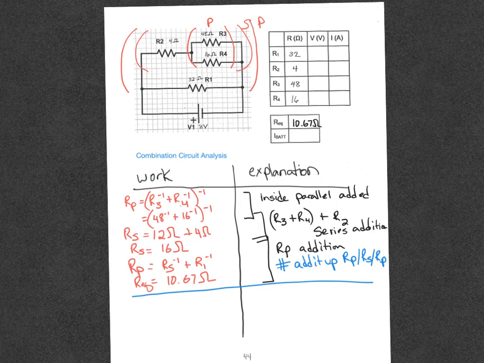We're going to go on to step 2, which is to find I of the battery, or the total current, equals V over R. So we know the total voltage, and we know now the equivalent resistance. All we need to do now is plug in our 8 volts over our 10.67 ohms.